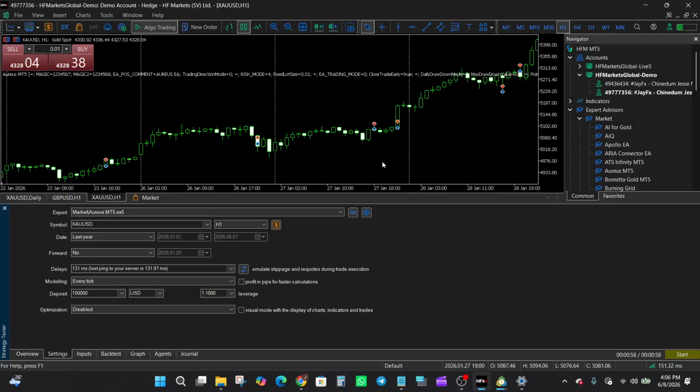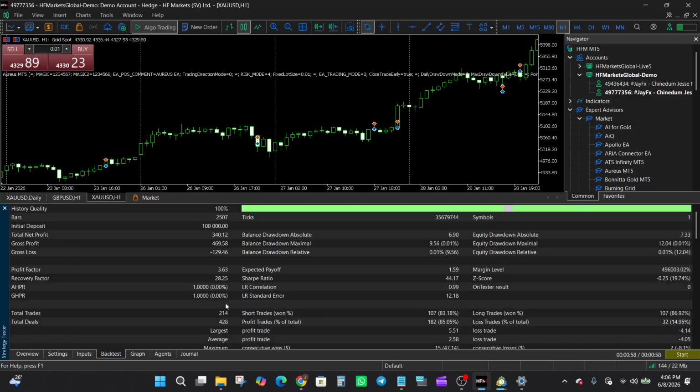All right. Now, it's important to remember that these are just historical backtest results, and real performance can vary depending on execution quality, spreads, slippage, and user configurations such as lot size or risk mode selection. So let's see the results.